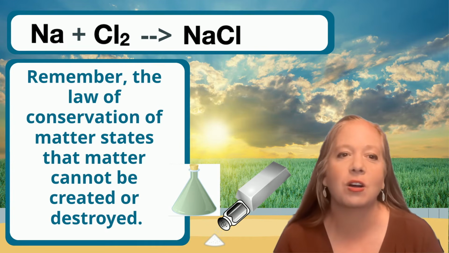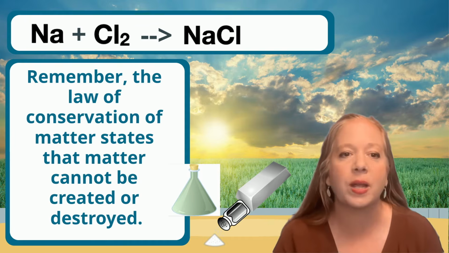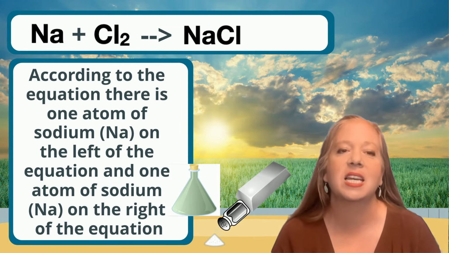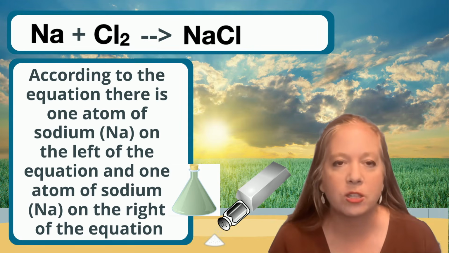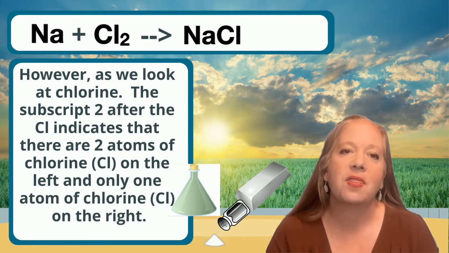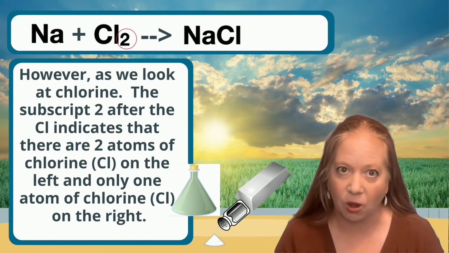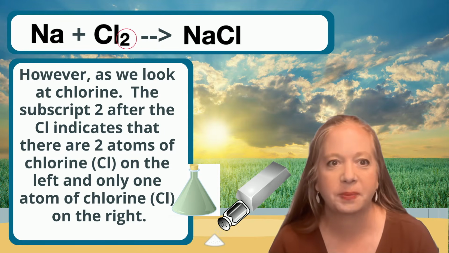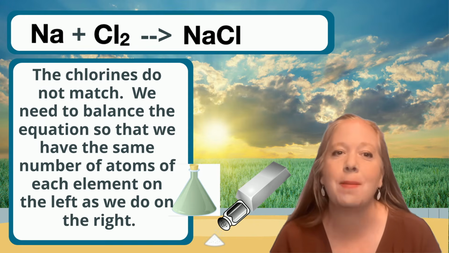Remember, the law of conservation of matter states that matter cannot be created or destroyed. And what we see here is that in the equation, there is one sodium on the left and one sodium on the right. However, that little 2 on the Cl shows that there's 2 chlorine on the left, but only 1 chlorine on the right. The chlorines do not match.